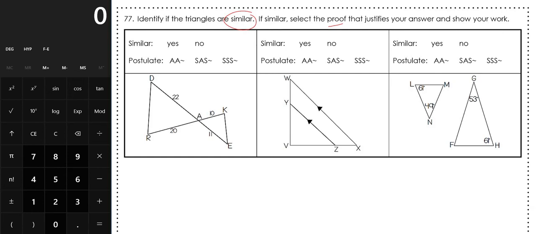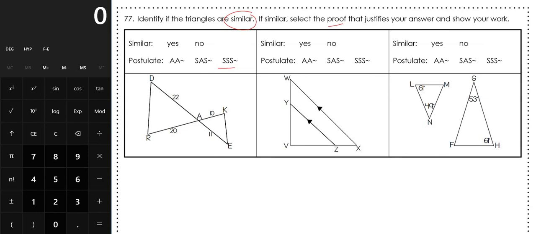Now, one of the ways, very famous, is SSS, the side-side-side similarity postulate, which is listed last over here. It checks that all three pairs of sides are in proportion. And when we think similarity, we think proportions, proportions, proportions.